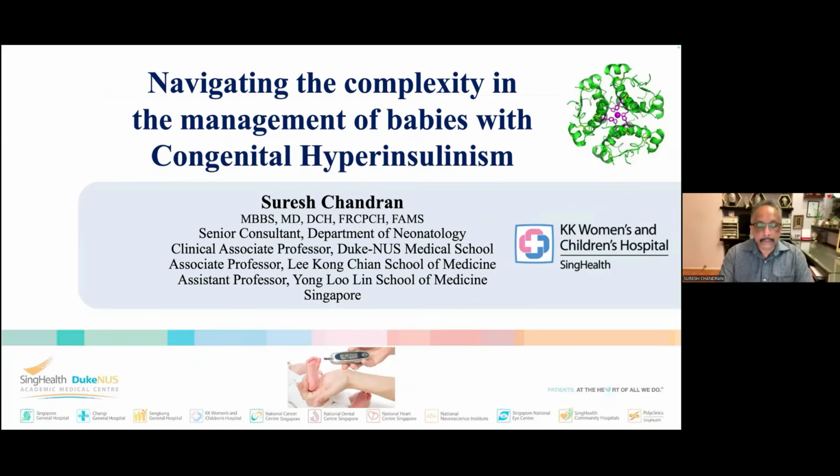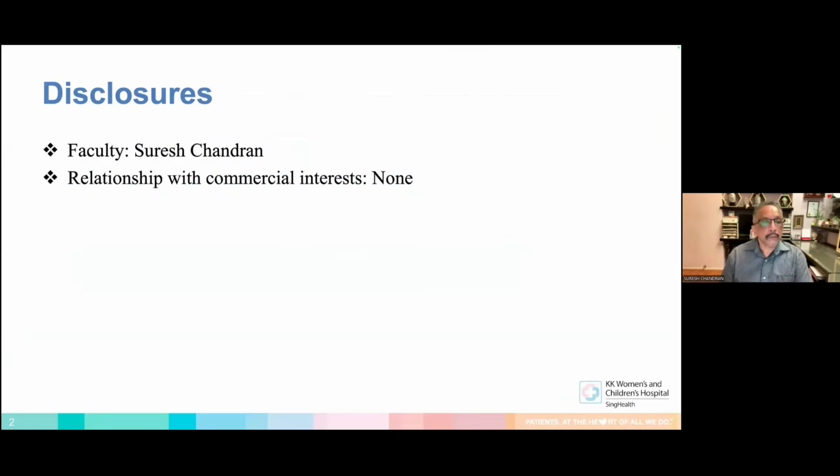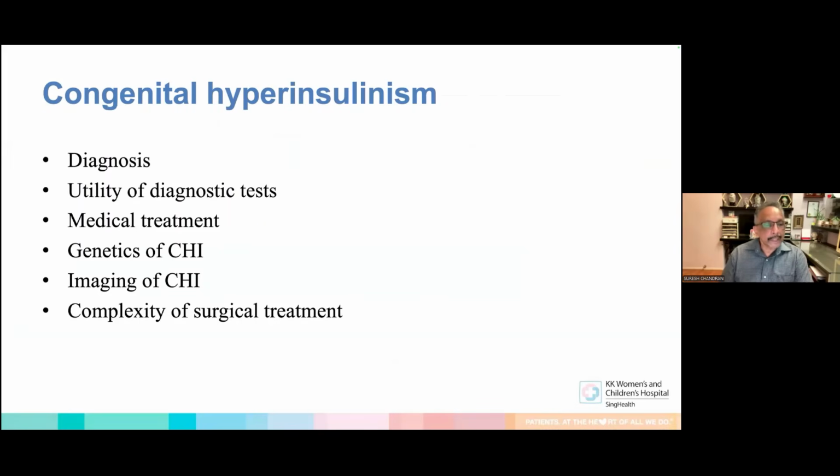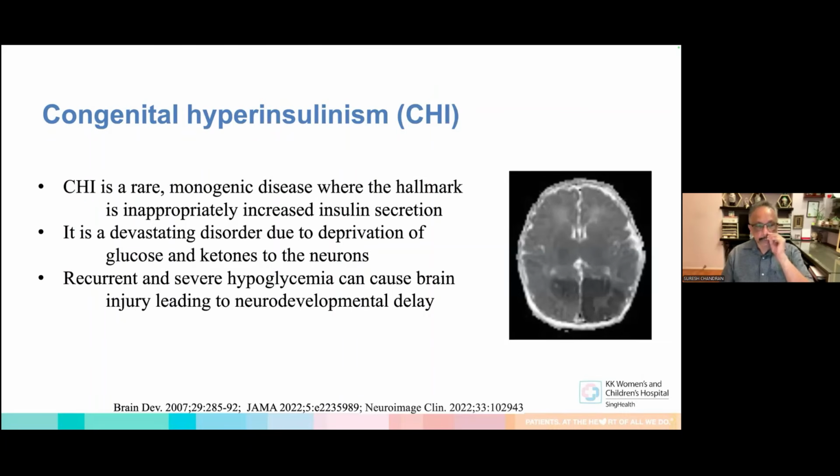We will move to another topic of mine today, which is navigating the complexity in the management of babies with congenital hyperinsulinism. No disclosures. We'll go through the diagnosis, utility of diagnostic tests, medical treatment, genetics of congenital hyperinsulinism, imaging, and the complexity of surgical treatment. So congenital hyperinsulinism is a rare monogenic disease where the hallmark is inappropriately increased insulin secretion.